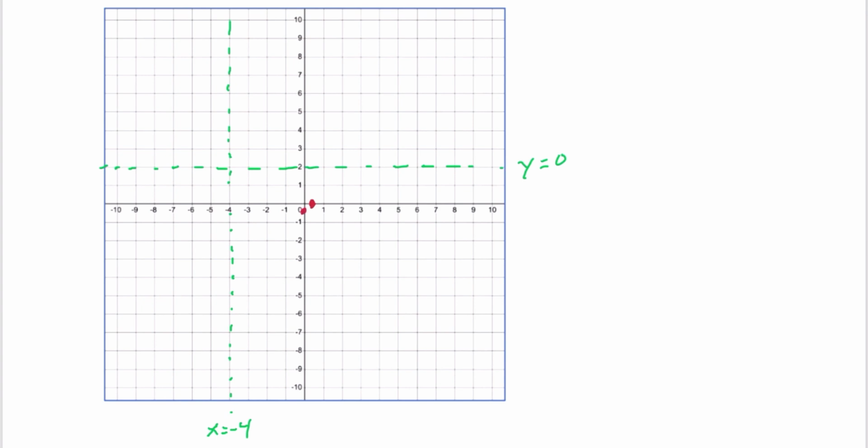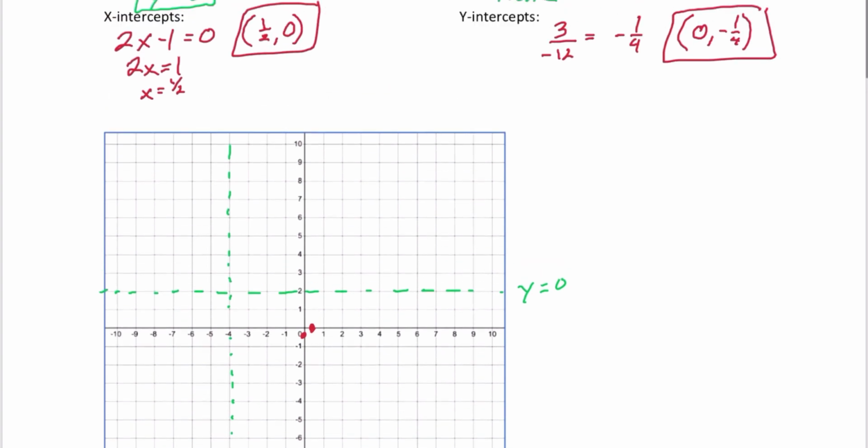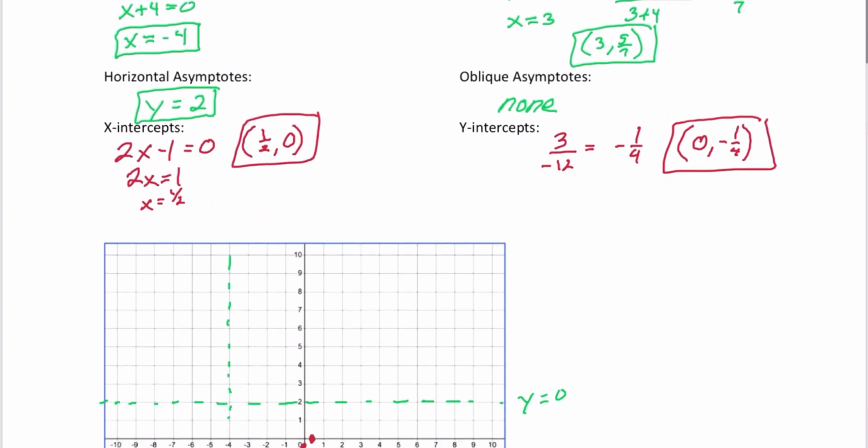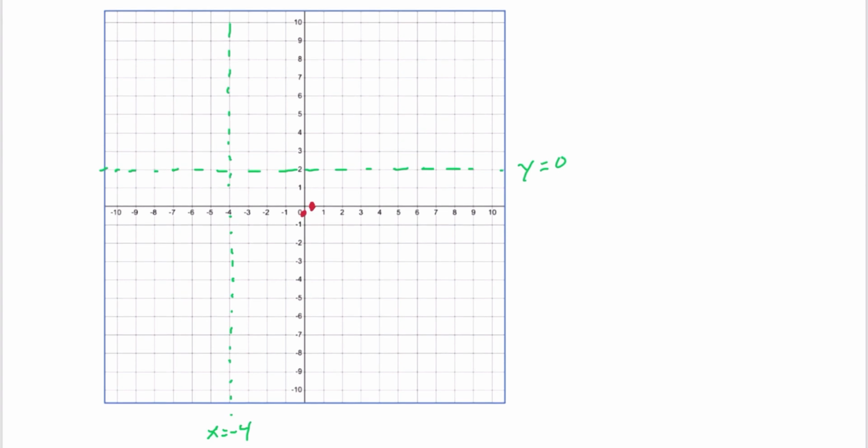We also know that there is a hole in the graph. The hole is at (3/5, 7), which is roughly 0.7, so we're just going to approximate where that is. And using these points, we can assume what this side of the curve is going to look like. We've got these asymptotes, and it's going through those points. And we've got a rough sketch of part of the graph.